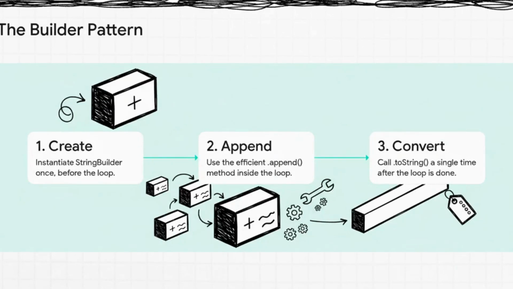It's a 3-step pattern. First, you create one StringBuilder object before the loop even starts. Second, inside the loop, you use the super efficient .append method over and over again. And finally, only when you're completely done, you call .toString just once to get your final finished string. This is clean, it's fast, and it's a real sign of a professional Java developer.